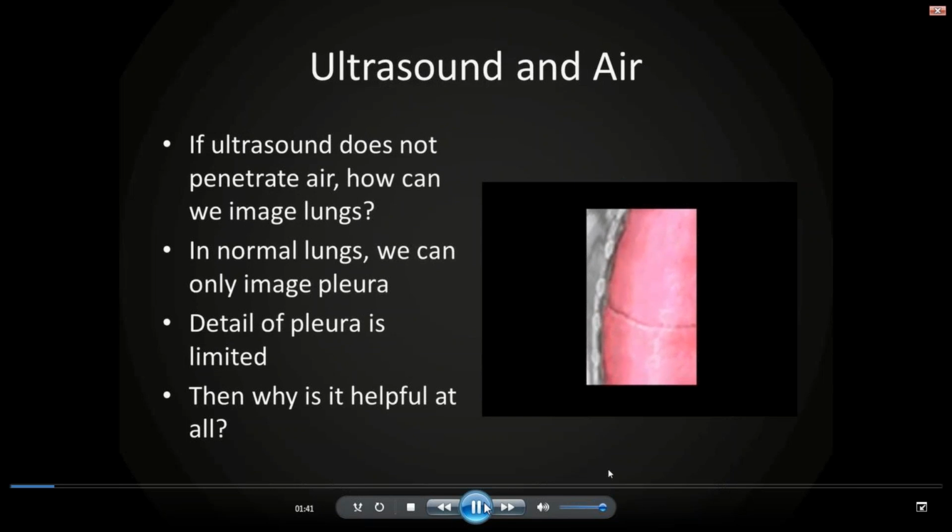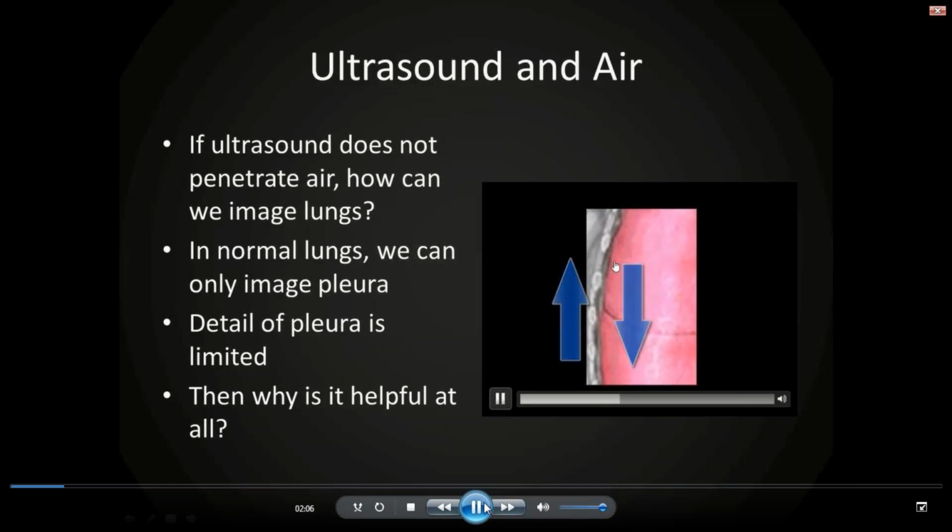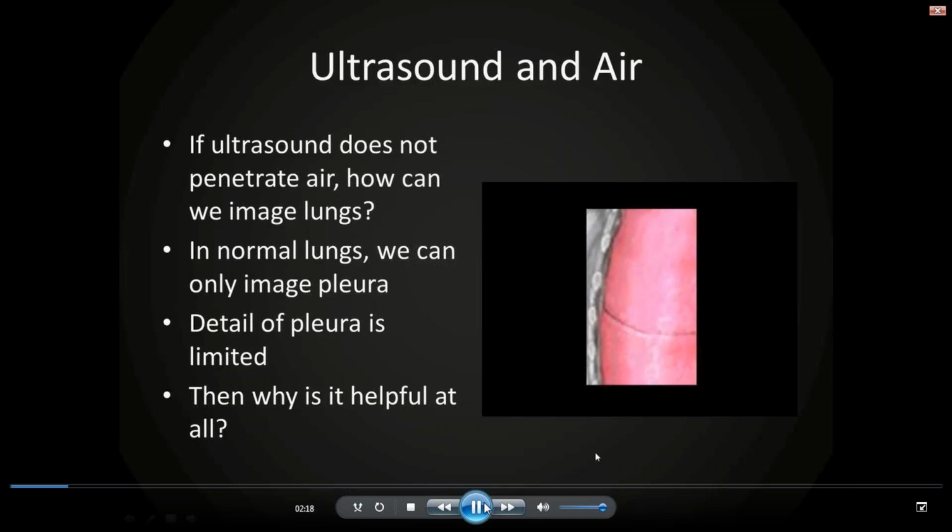If ultrasound does not penetrate air, how can we image the lungs? In fact, in normal lungs, we can only image the pleura, and the detail we get is fairly limited. So if you look at the chest wall here and the lungs expanding, we really only get to about this point and not any deeper, unless there's pathology. So why would that be helpful at all in imaging lung pathology? Well, one of the most important things is that we can actually see evidence of the lung expanding and then contracting. And this produces a to and fro motion between the parietal and visceral pleura. And this is something that's very critical, and we'll talk about throughout this presentation.